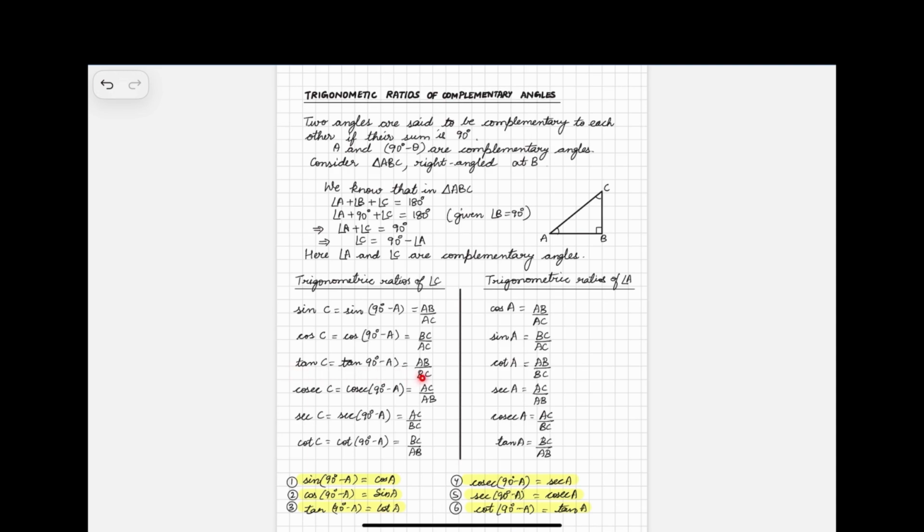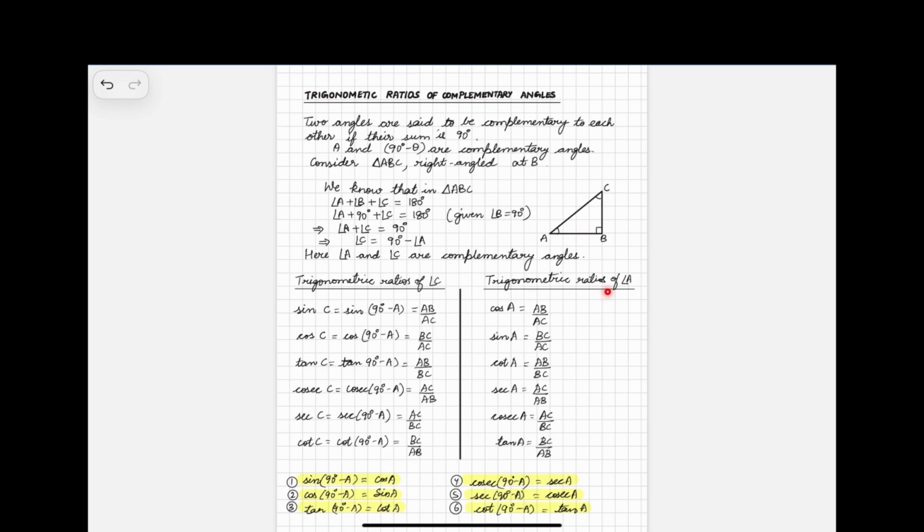Tan C is equal to tan of 90 minus A, which is equal to AB by BC. Cosecant C is cosecant of 90 minus A, which is AC by AB. Secant C is secant of 90 minus A, which is AC by BC. Cot C is cot of 90 minus A, which is BC by AB.